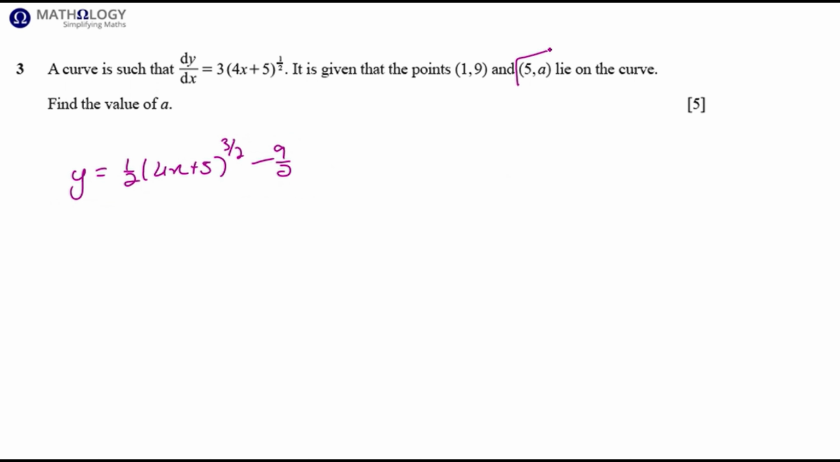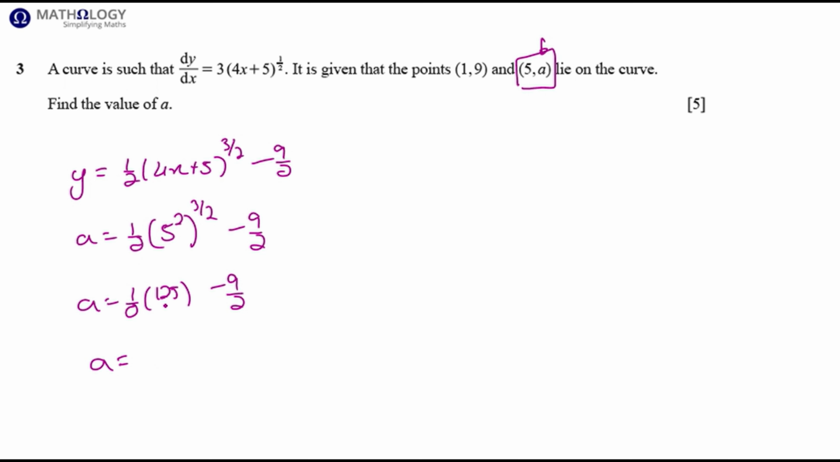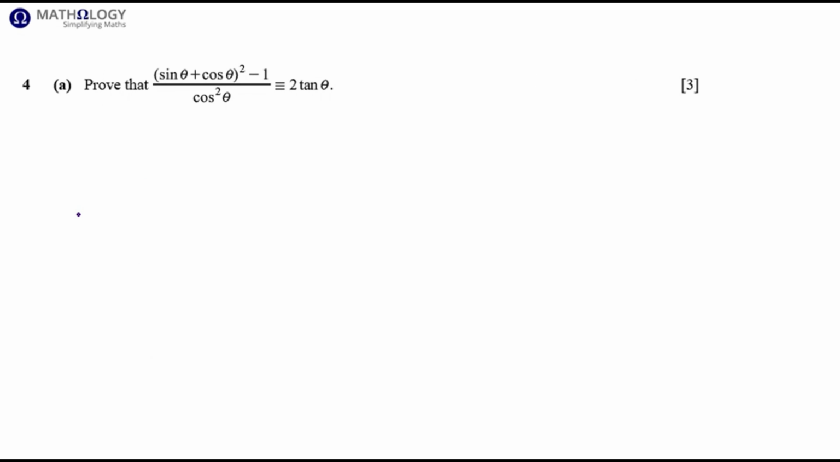We now substitute the second point in because we're trying to find the value of a. So a equals a half times... we substitute 5 in for x, so 4 times 5 is 20, plus 5, 25, which is 5 squared, to the 3 over 2, minus 9 over 2. A equals a half times 5 squared to 3 over 2, which is 5 cubed, which is 125, minus 9 over 2. A is 125 minus 9 over 2, which is 116 over 2. A therefore equals 58.